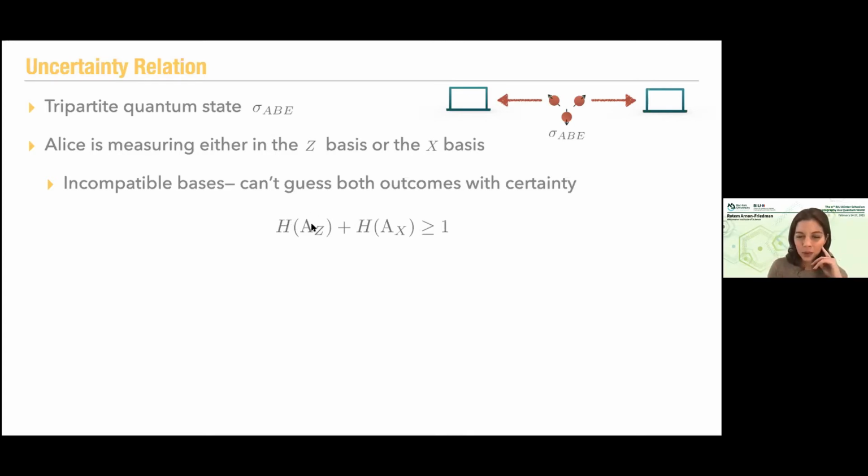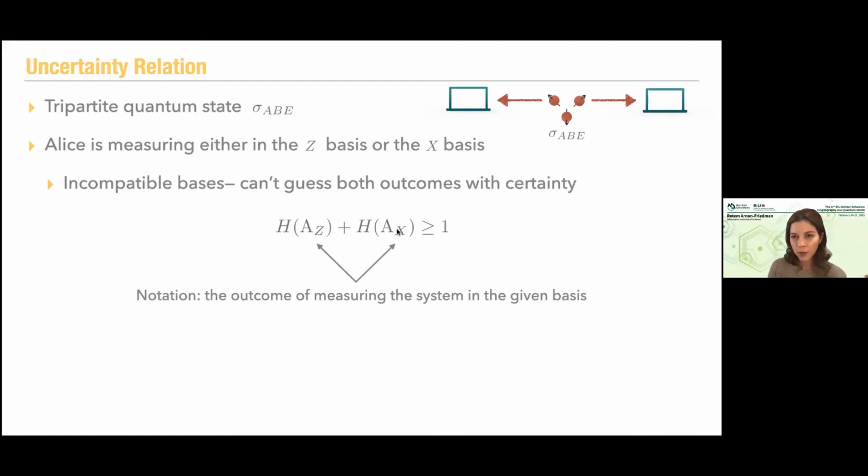So now I have a new notation here. When I write A and then I have this Z or the X, it means that I'm taking the A system, the quantum A system, and I'm measuring it in the Z basis or in the X basis. Okay, so Alice can choose one of them.